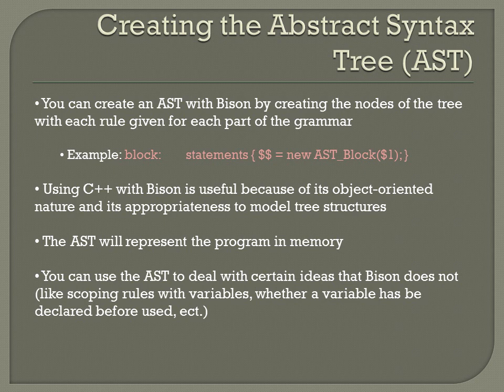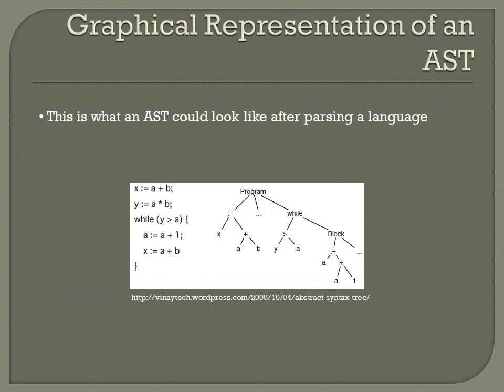We use C++ with Bison because C++ is very appropriate for modeling tree structures. The tree will be represented in memory, and we can deal with problems that Bison doesn't really deal with, like scoping rules and whether a variable has been declared before. Though the language in the image isn't C7, this image shows what our abstract syntax tree might look like graphically.